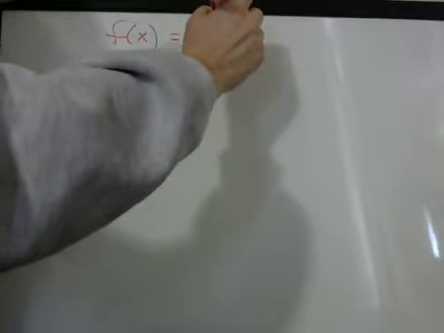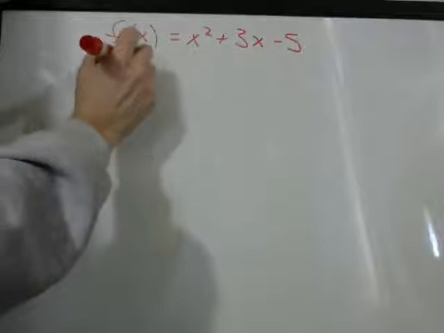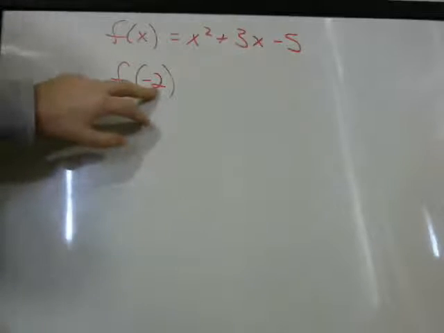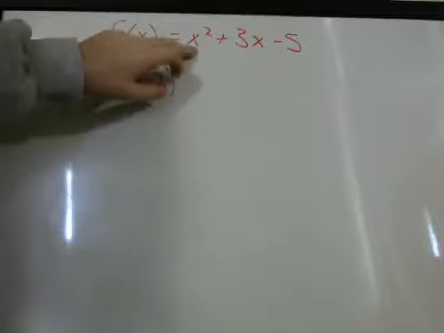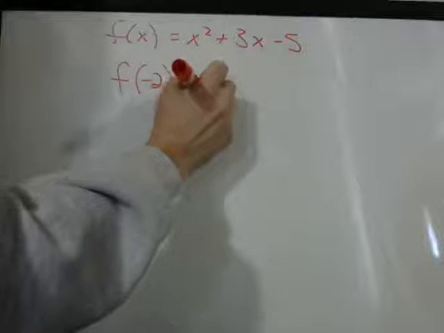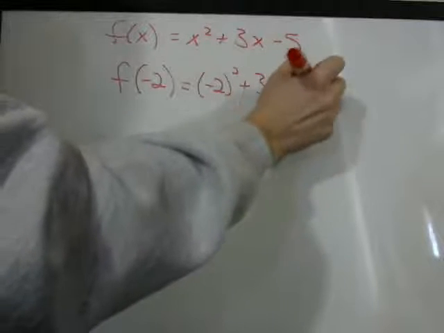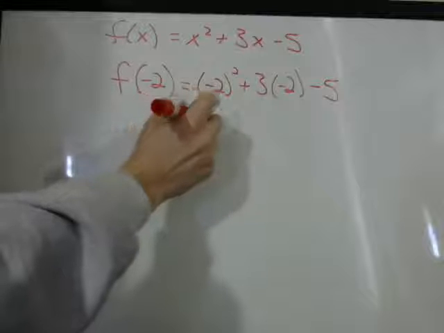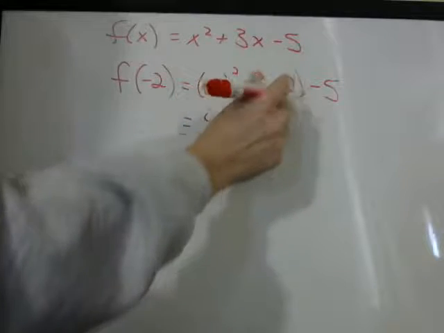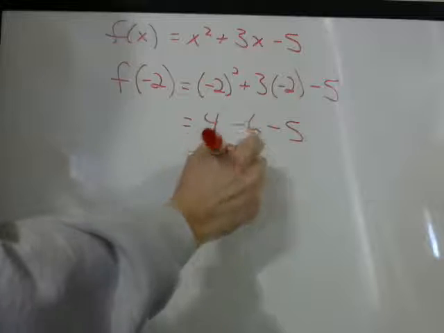We'll do one more. f of x equals x squared plus 3x minus 5. What is f of negative 2? So you can have negative numbers in here as well. Whatever is in here is what you're going to substitute in for that x. So negative 2 squared instead of x squared, plus 3 times negative 2, minus 5. Negative 2 squared is 4. 3 times negative 2 is negative 6, minus 5. 4 minus 6 is negative 2, minus 5 is negative 7.